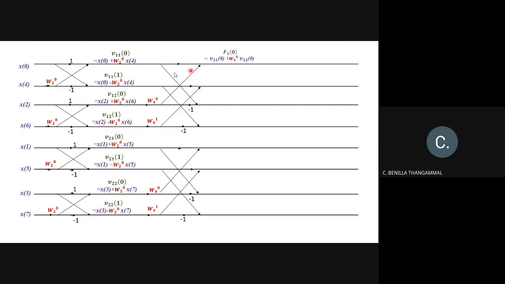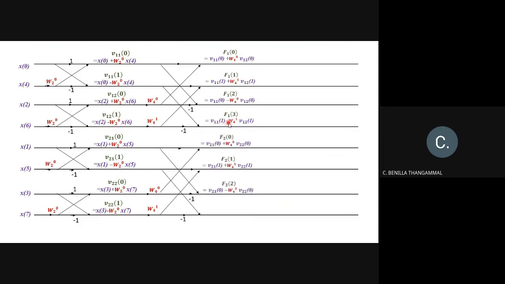The F1 of 0 is this V11 of 0 and V12 of 0 into your W suffix 4 power 0. And F1 of 1 is V11 of 1 and V12 of 1 along with your twiddle factor. Again, it is V11 of 0 and V12 of 0 along with this minus here. So again, your V11 of 1 and V12 of 1 along with minus of this twiddle factor here.